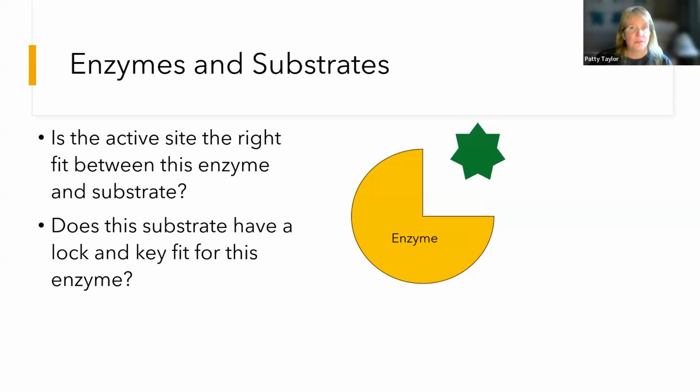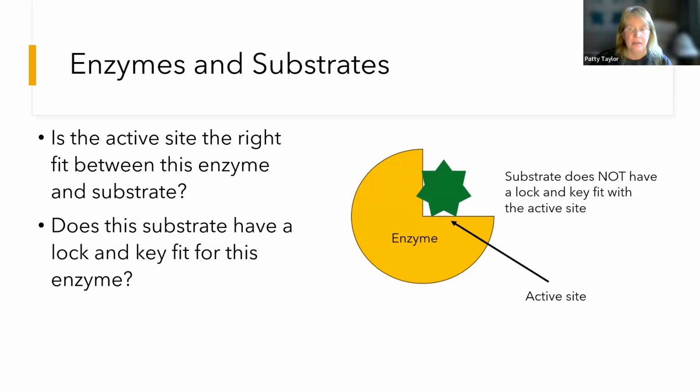So here you've got a substrate. It's green in this picture. And you may say, well, it doesn't really look like it's a good fit for that enzyme's active site. So this particular enzyme and substrate, they are not a good fit. There is not going to be enough of an induced fit to make these work at that active site. So this is not an enzyme that can work on this particular substrate. We need a better fit at the active site for them to work together.